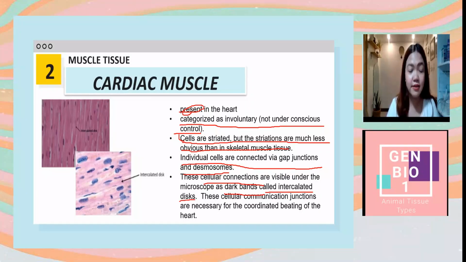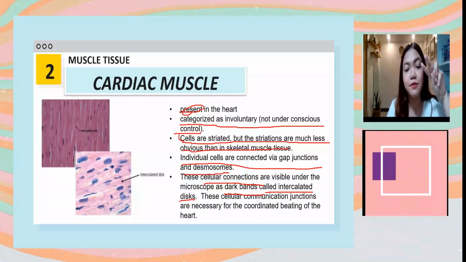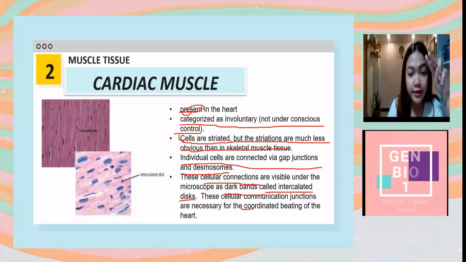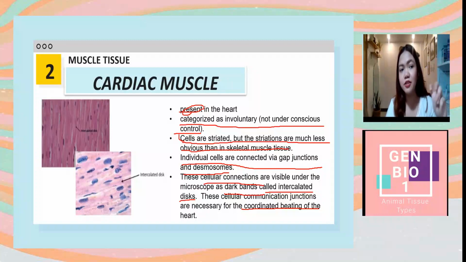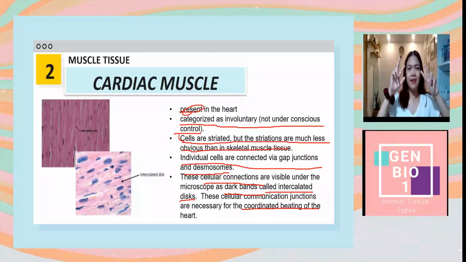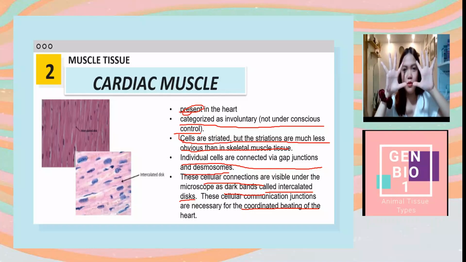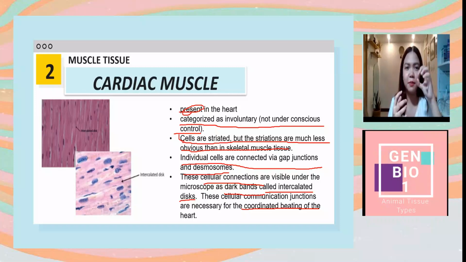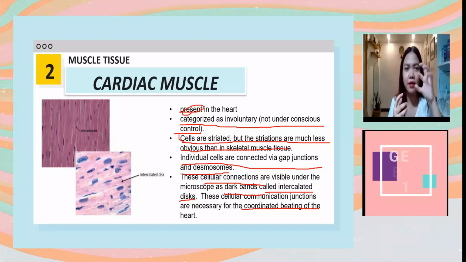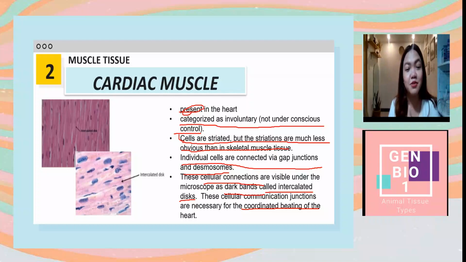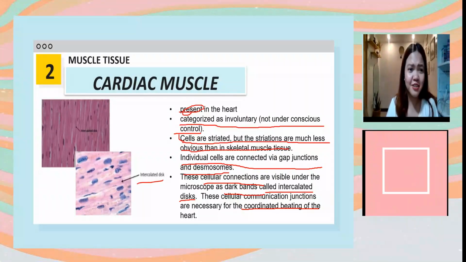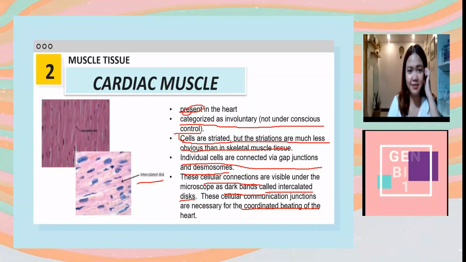Because of this intercalated disc, each of the muscle cells is able to coordinate the beating of the heart. So imagine if they're not coordinating, like I have 10 cells here, and one beats first, then the next one after. What will happen, right? The pumping of blood won't be as strong because it's distorted. So yeah, the cellular connections, the intercalated discs, are really important, okay? So, remember that.